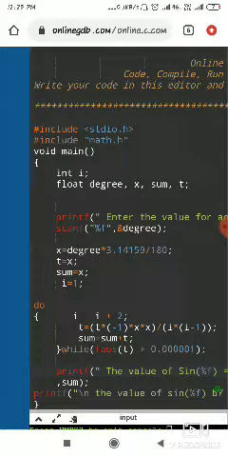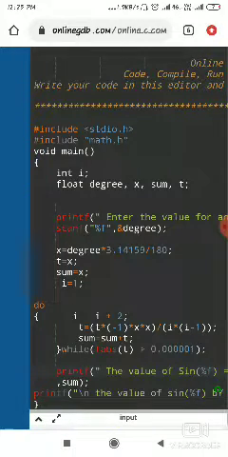So where should we stop? If we get a value lesser than 0.000001, let it be negative. If it is negative, make it positive and compare. If it is less than that value, we have to stop. Otherwise, we'll continue. And simply we have printed the result.